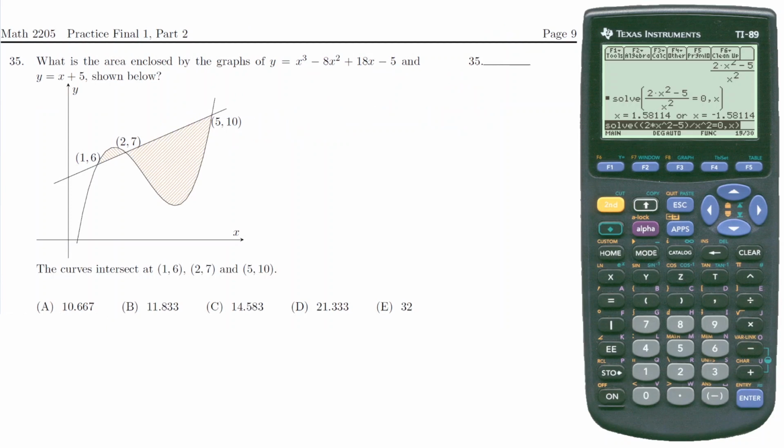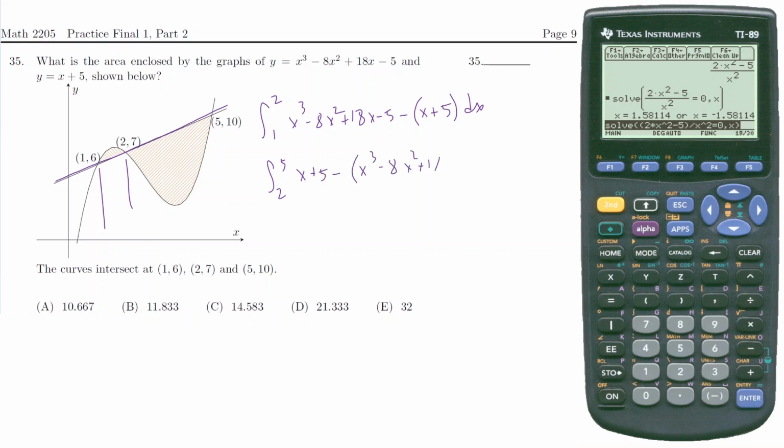And final question. Find the area enclosed. Great. So I clearly see this is the line. For the first interval from 1 to 2, this is the integral from 1 to 2, my function is on top. So x cubed minus 8x squared plus 18x minus 5, and then minus x plus 5 dx. Now for the second one, it is the other way around. So this is from 2 to 5. The line x plus 5 is on top minus x cubed minus 8x squared plus 18x minus 5 dx.